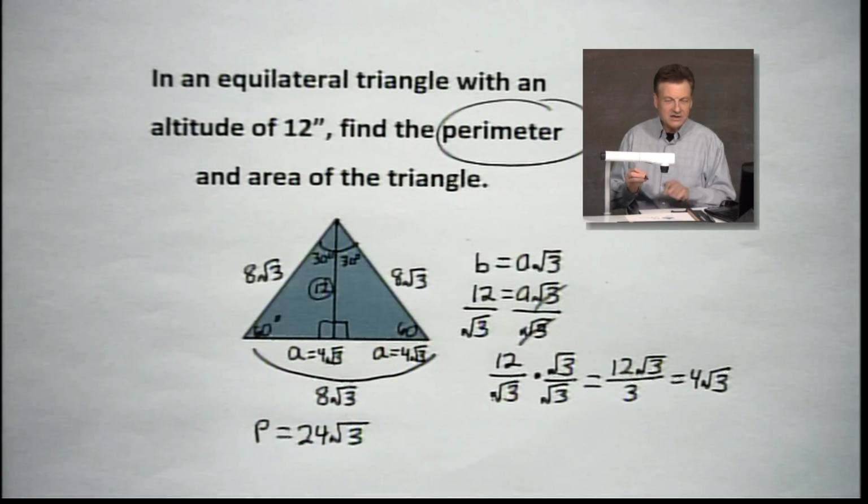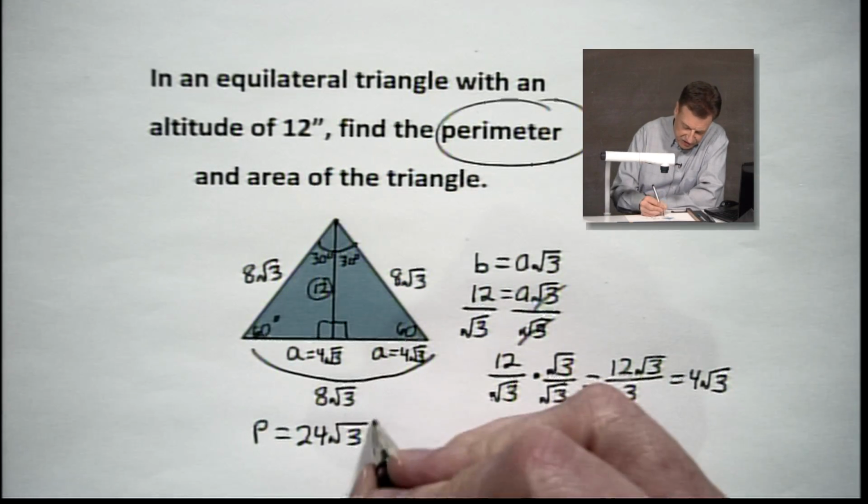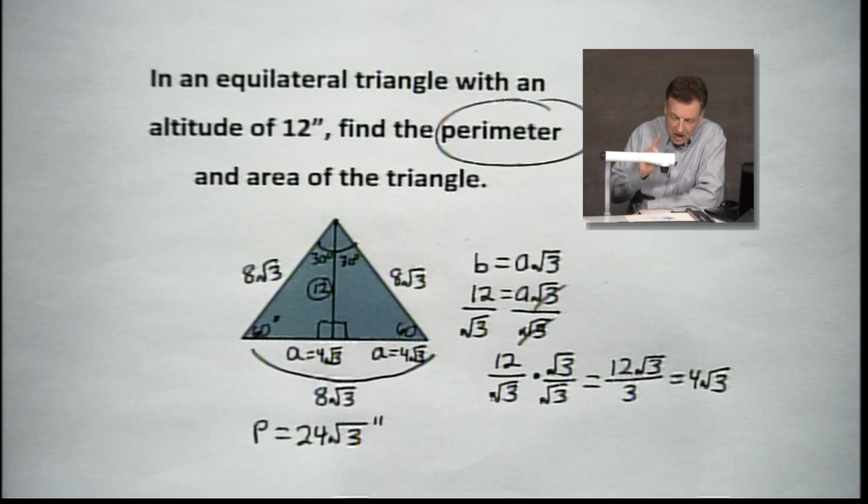Now, if you want to get technical, hit that calculator and find out what the square root of 3 is. Multiply it times 24, and you can take it down to good old round off, in this case, inches. So we're going to put a little inches right there. That's the perimeter. What is the area?